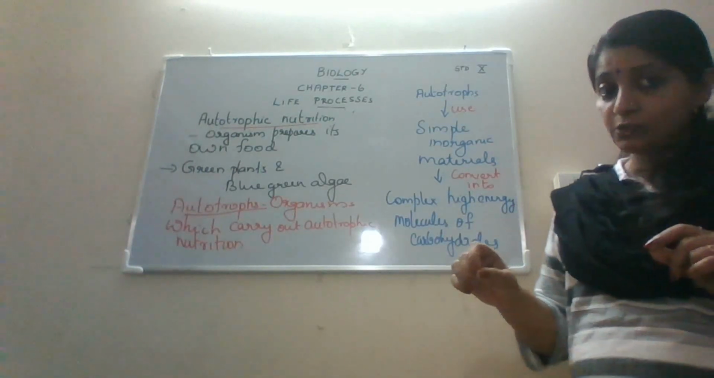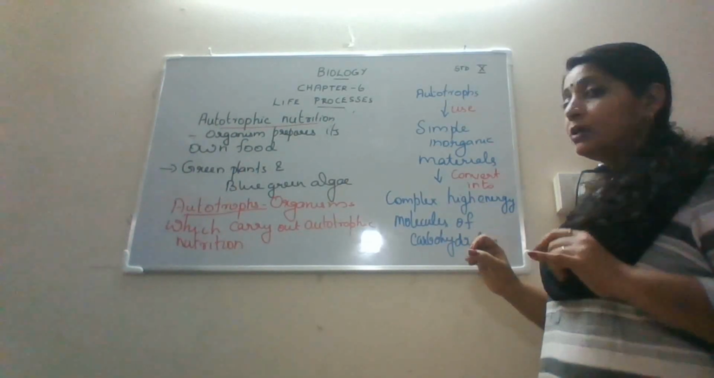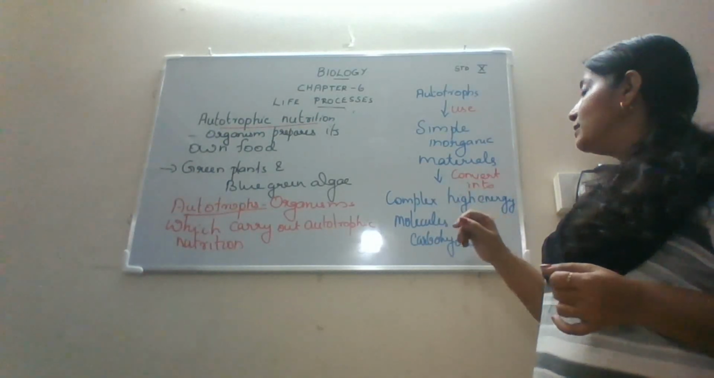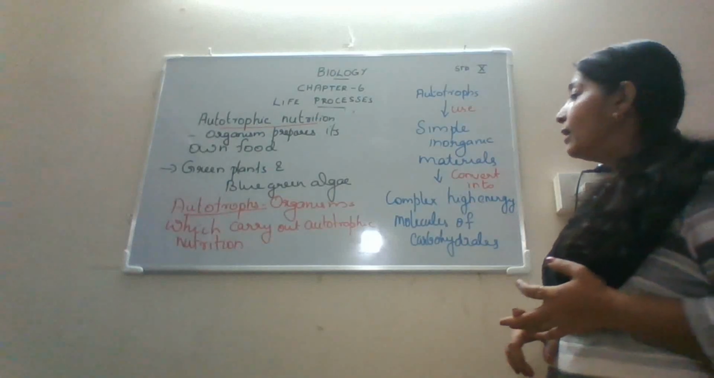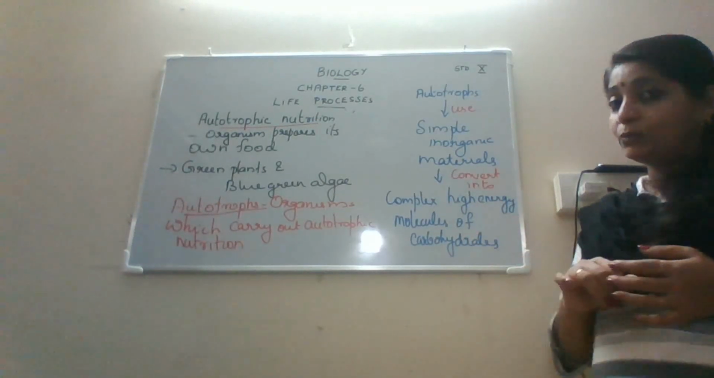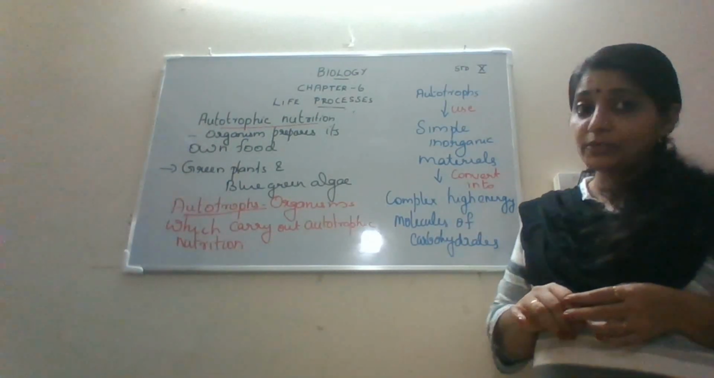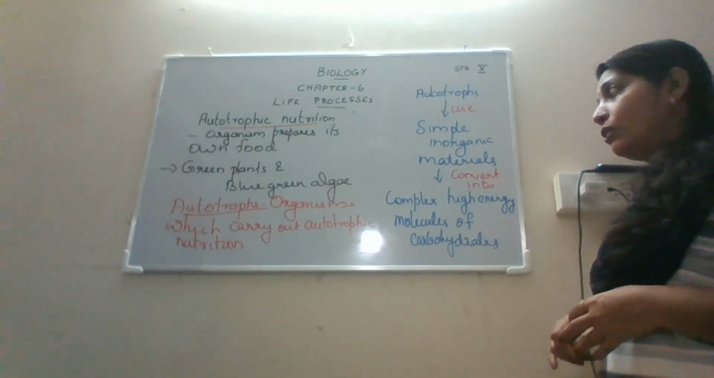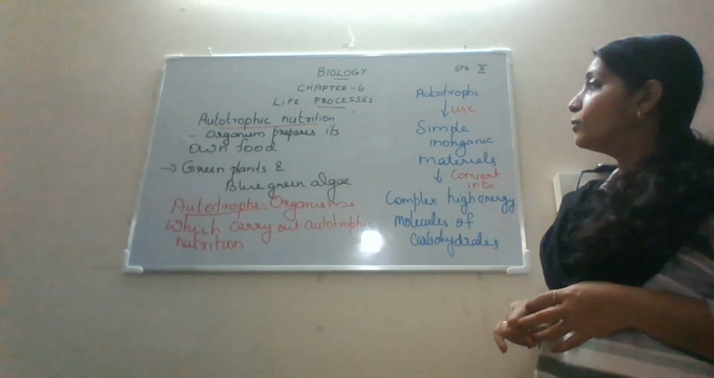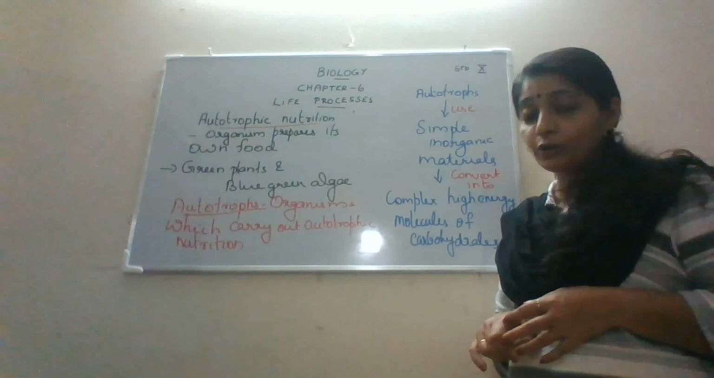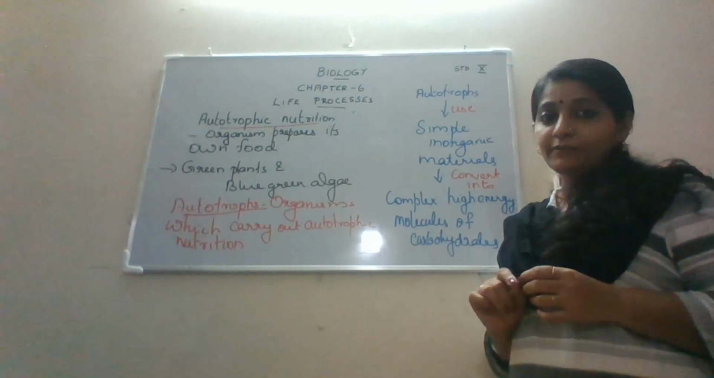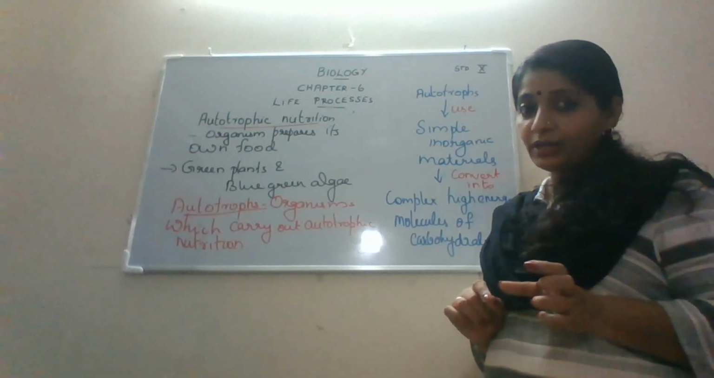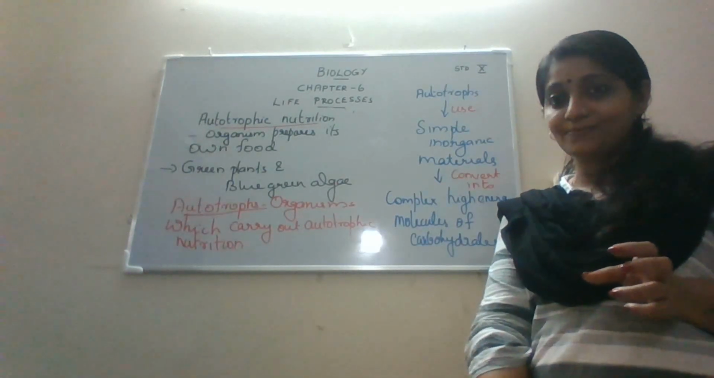So during the process of photosynthesis, what do they actually do? They use simple inorganic materials like carbon dioxide, water, minerals, etc., and convert them into high energy molecules of carbohydrate in the presence of sunlight with the help of chlorophyll. So photosynthesis is a mode of autotrophic nutrition. Now we will see a very small video about photosynthesis.